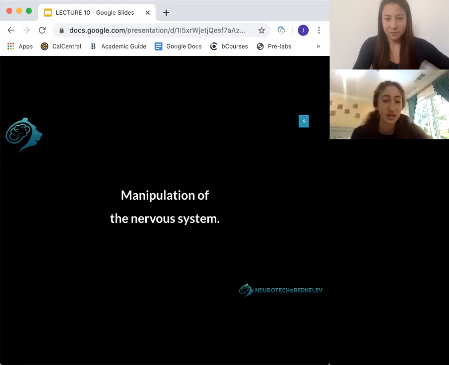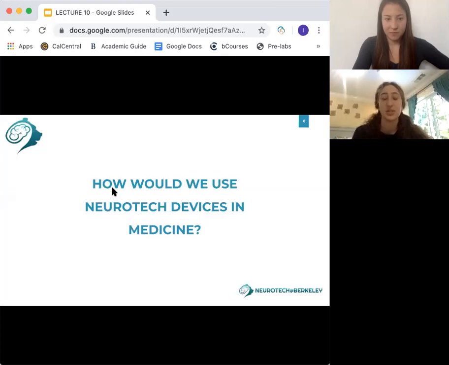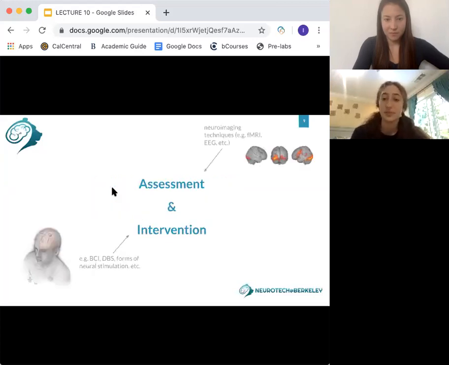So let's get into that by asking the next question, which is, how would we use these devices in medicine? And the main two classes are assessment and intervention. So recording and stimulation have very promising clinical applications. Recording of electrical activity includes neuroimaging techniques like EEG and blood flow, which is recorded in fMRI. And there's a lot more imaging techniques, but we've already covered those in lecture.